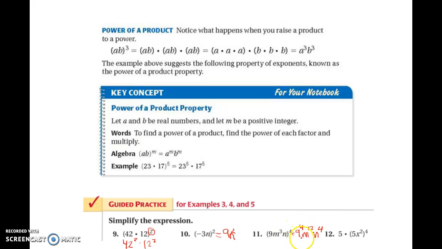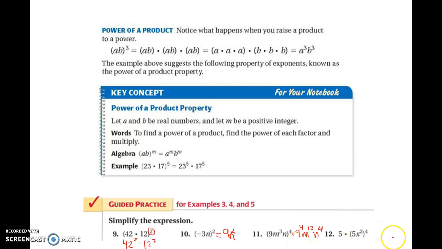Anything that we should be able to multiply out in our head, we should do. This I would need a calculator for. I know 9 times 9 is 81, but I don't necessarily know what 81 times 81 is, so I would have to use a calculator to simplify that out.